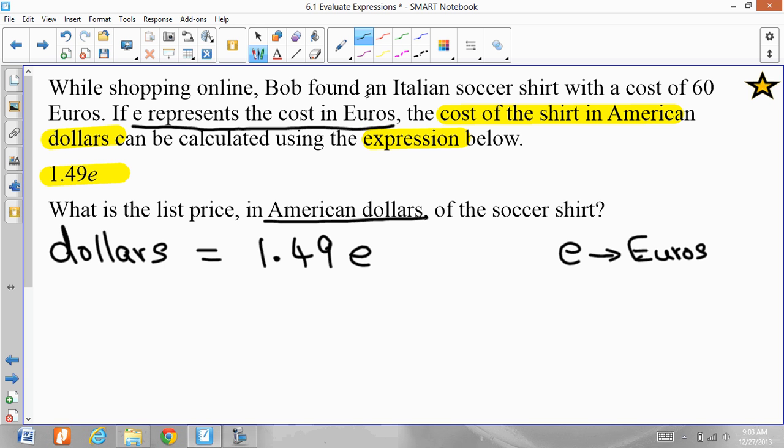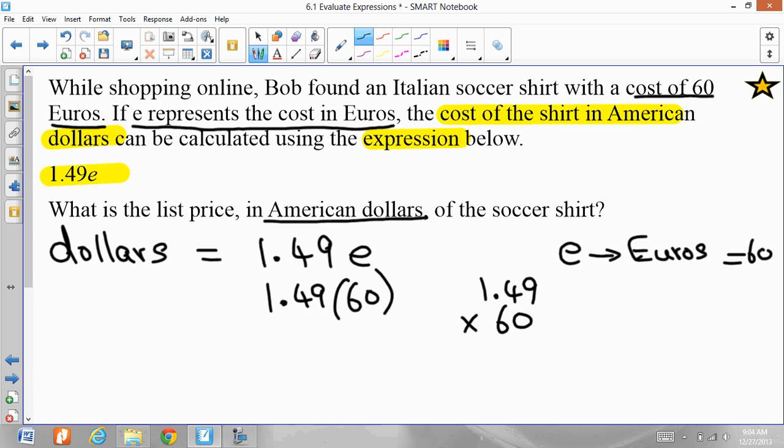So let's see. Bob found an Italian soccer shirt with a cost of 60 euros. So E is given as 60. So all you have to do is 1.49, replace your E by 60. Make sure that you put the parenthesis. 1.49E means 1.49 multiplies the number that you replace for E. So you got 1.49 times 60.